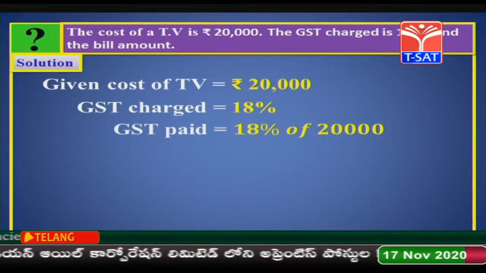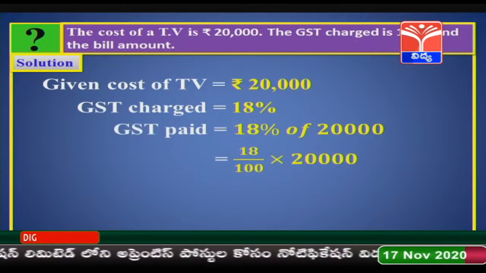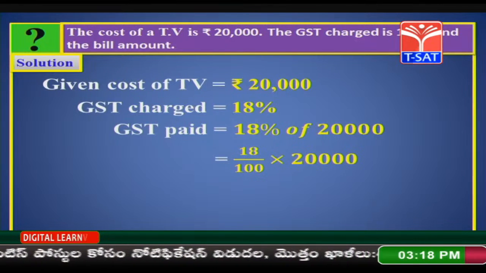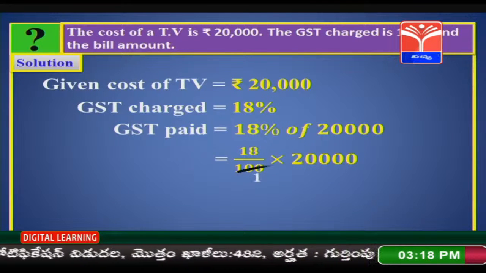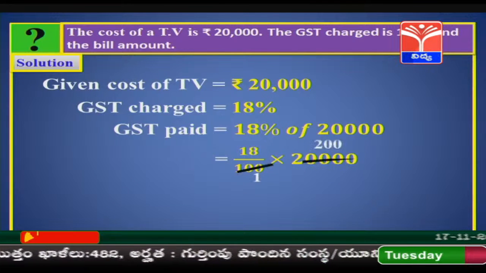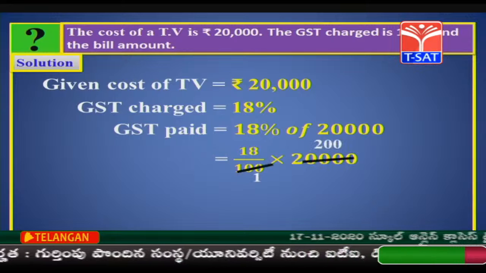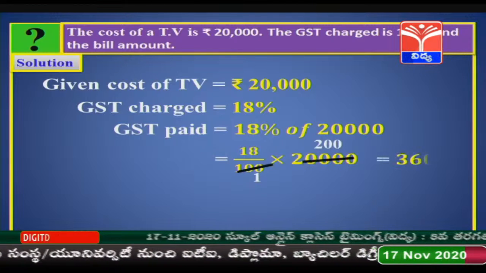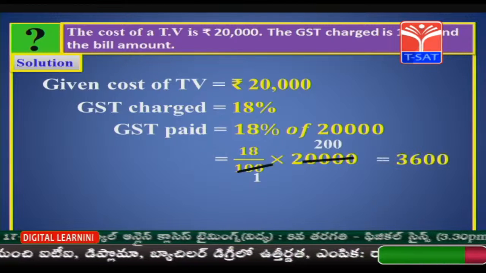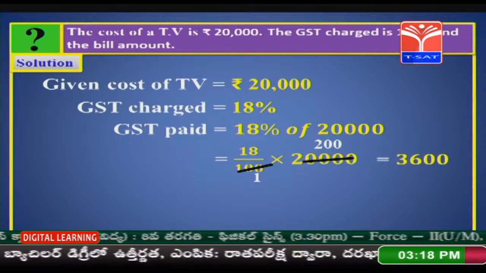18% of this 20,000. So, 18% means 18 by 100 into 20,000. So, 100 one times, and in 20,000 100 goes 200 times. So, it is 3,600 rupees. So, this is the GST which has to be paid.